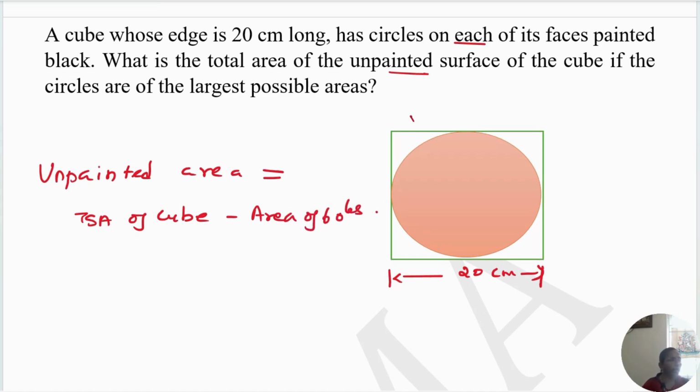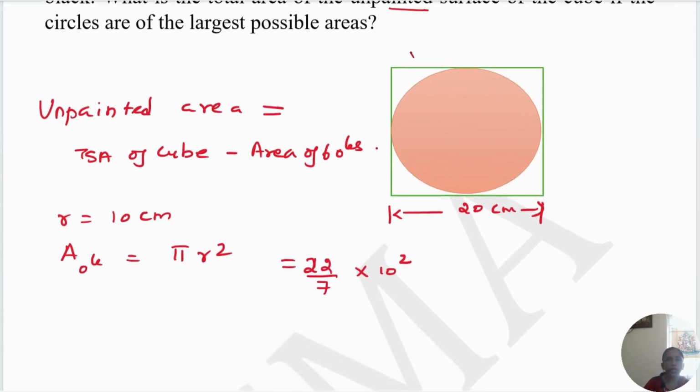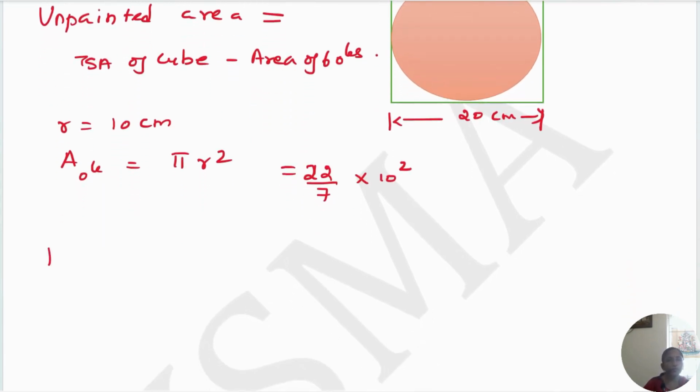So now you have to calculate the value. So side of the cube is now the diameter of the circle. So radius is equal to 10 centimeter and area of the circle is equal to pi r square. So pi 22 by 7 into 10 square, and here we are having 6 circles. So area of 6 circles is equal to 6 into 22 by 7 into 10 square.